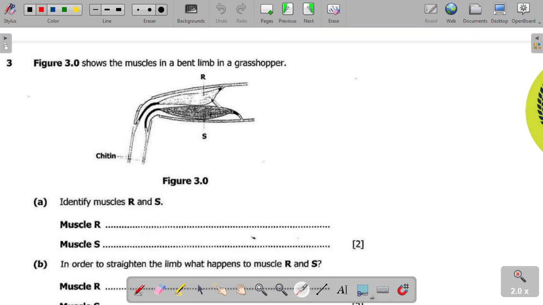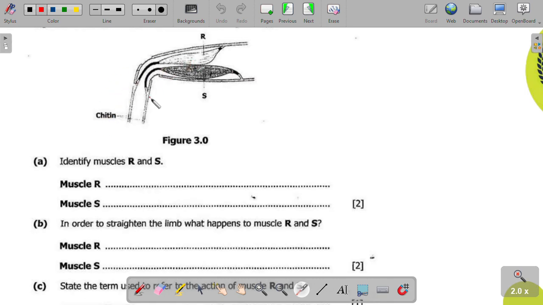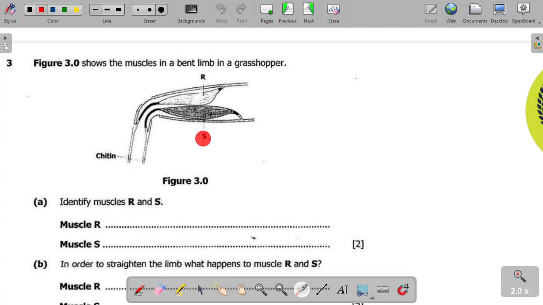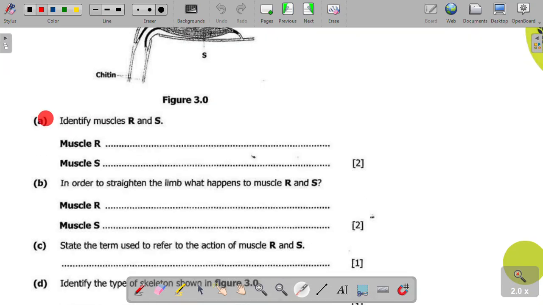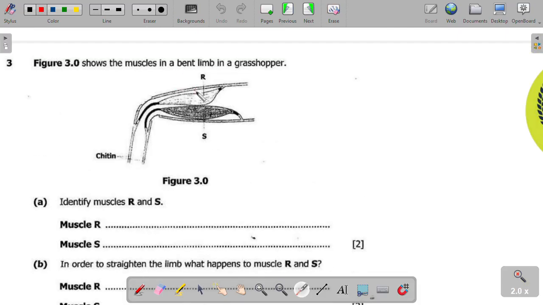The question reads, figure 3.0 shows the muscles in a bent leg in a grasshopper. Okay, so this is a bent leg. We have chitin, we have muscle S, we have muscle R. So this is part of the structure of a grasshopper. Question A. Identify muscles R and S.